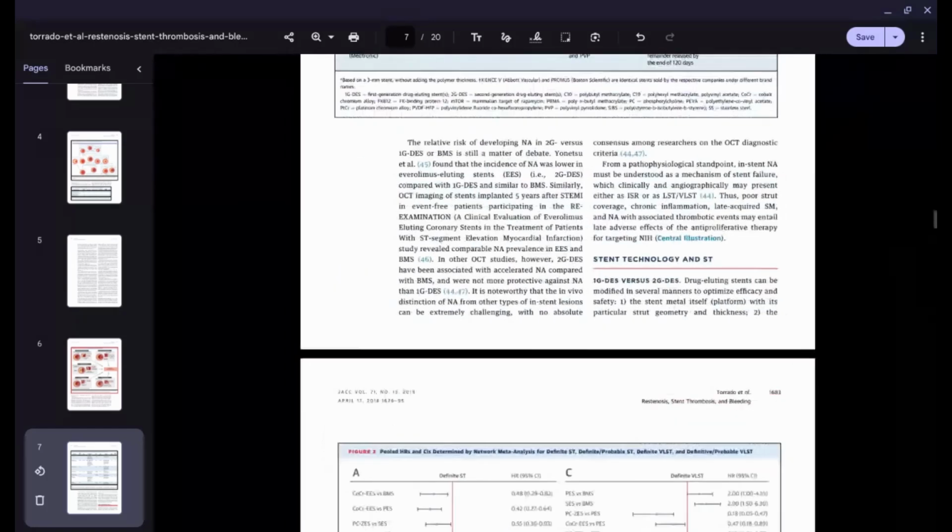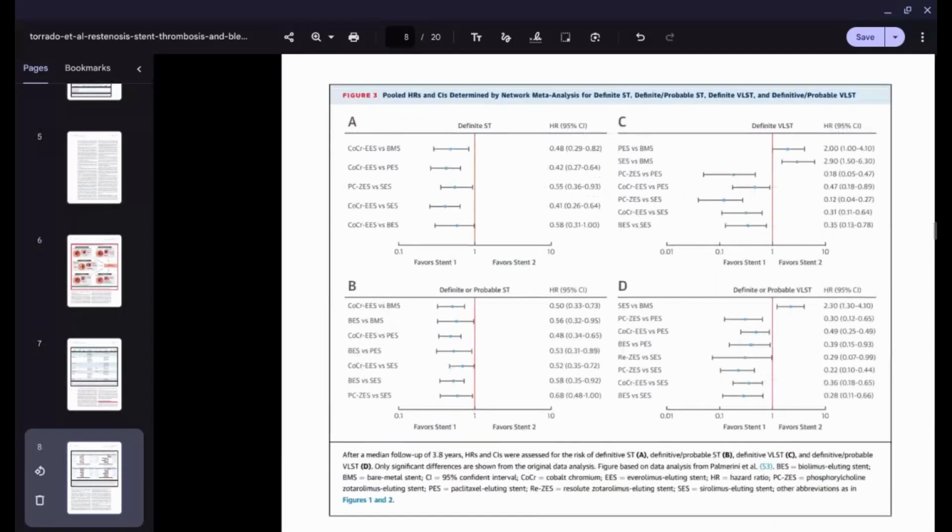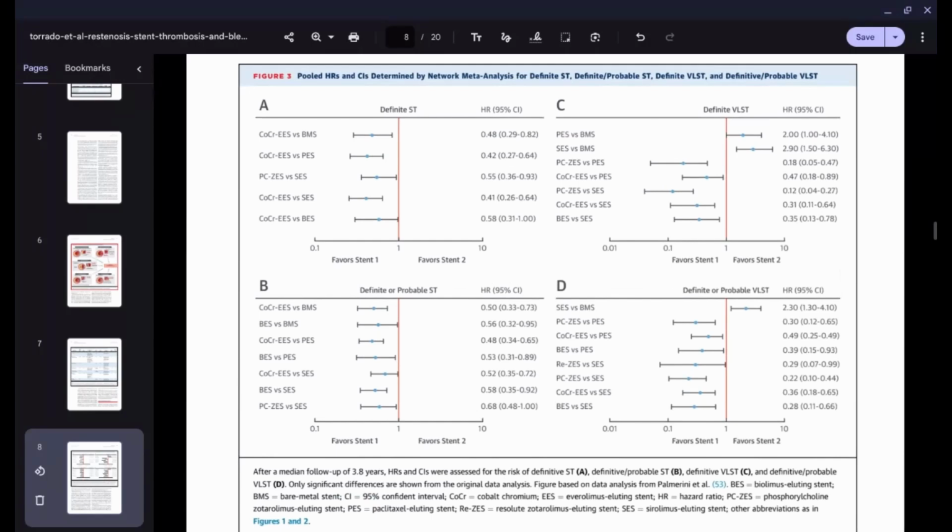And this is actually a summary of many clinical trials. How do you know what is better? Which generation is better compared to one? So you have pooled hazards ratio and confidence interval. Statistically, it's likely to lie in the range that is shown. The hazards ratio is supposed to be in this range shown. By network meta-analysis of definite stent thrombosis, definite or probable stent thrombosis, very late stent thrombosis, probable very late stent thrombosis.